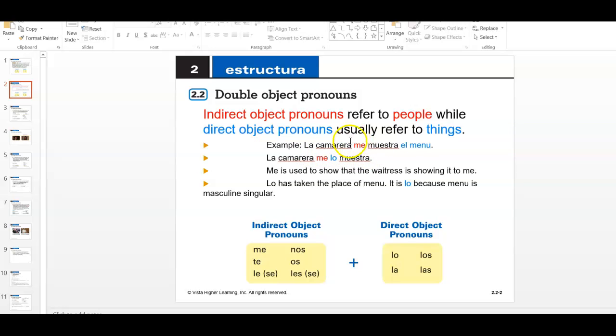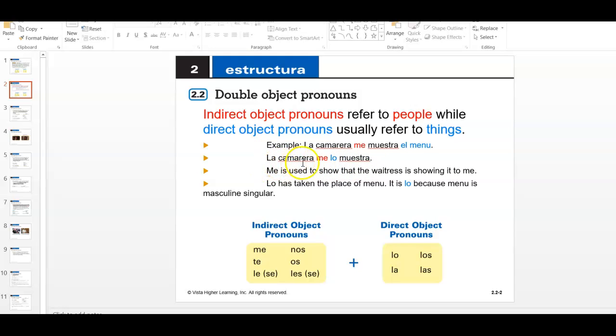Okay, so now I want to keep this, and I want to take the place of el menú. So the direct object pronoun that's going to take the place of el menú is going to be lo, because it's masculine singular. And I give you guys a reference at the end of this slide. You'll learn placement in a couple slides, but I went ahead and put this there. So it always comes before the conjugated verb. Okay, both of them do.